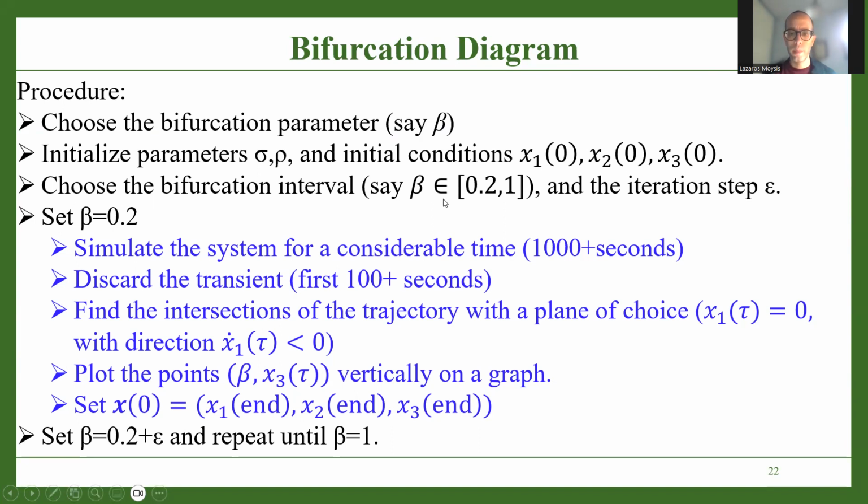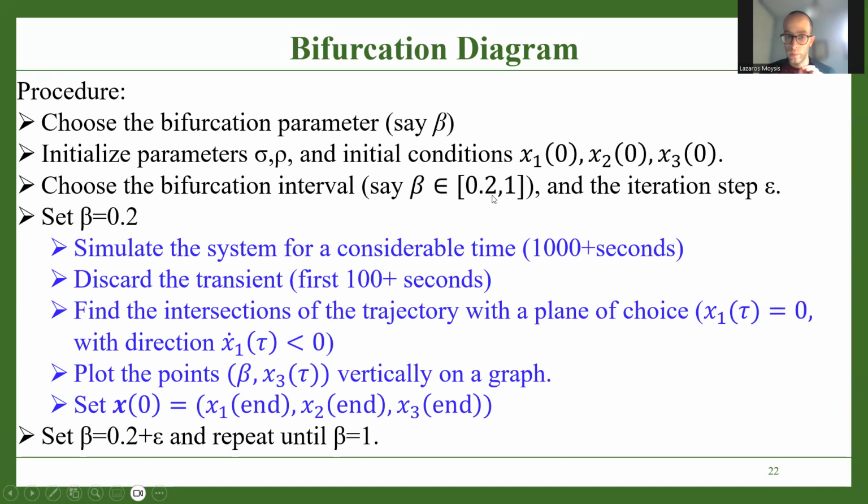So let's say I want to study beta from 0.2 up until the value of 1. And of course, I have to choose an iteration step for this for loop, okay? The smaller the step, the more detailed the diagram will look. So let's go into the loop of the diagram. We start from beta equals 0.2.